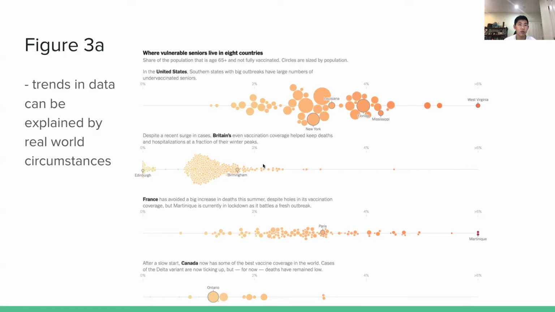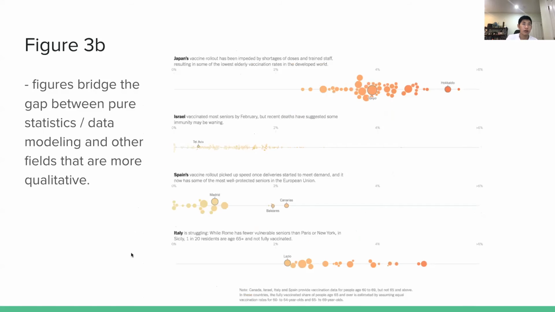Whereas Britain, which we looked at in the last figure, has a lot of smaller cities and the vaccination rates are all quite high. Only about 1% and at most 4%, 5% of the seniors are not being vaccinated. And there are more figures for France, Canada, Japan, Israel, Spain, and Italy.